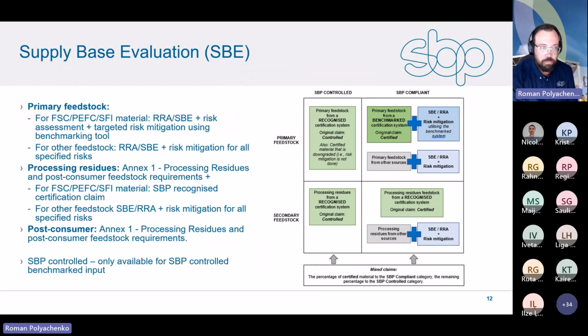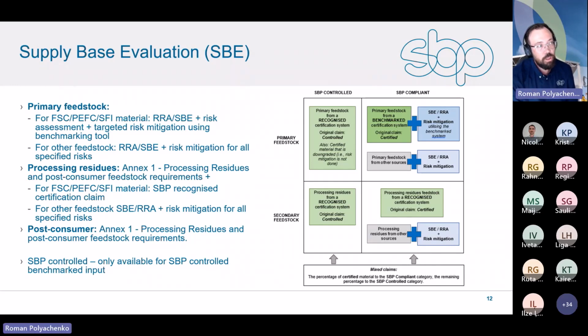For processing residues, the next feedstock category, the first step is to demonstrate that feedstock really belongs to the processing residues category. And then it depends whether feedstock is certified against one of the SBP recognized schemes. I can give you a teaser that those schemes will be FSC, PFC, and SFI. So if it is certified, then feedstock is accepted as SBP compliant. If not, then the BP needs to implement the whole supply base evaluation in the same way as they do it for the primary feedstock.